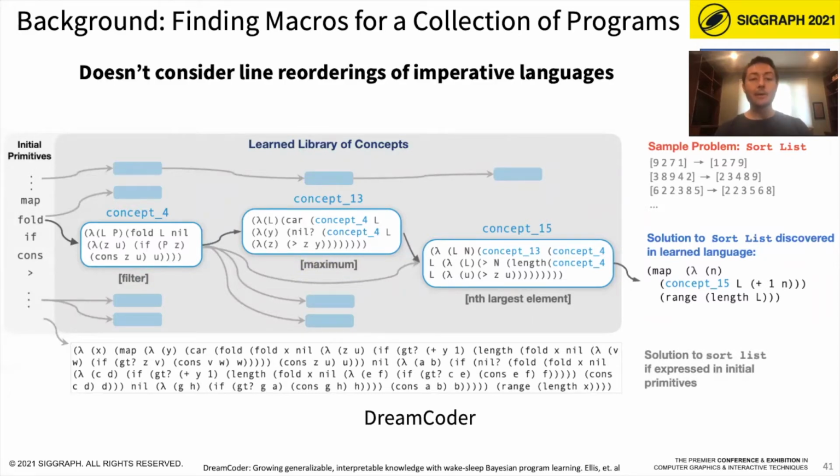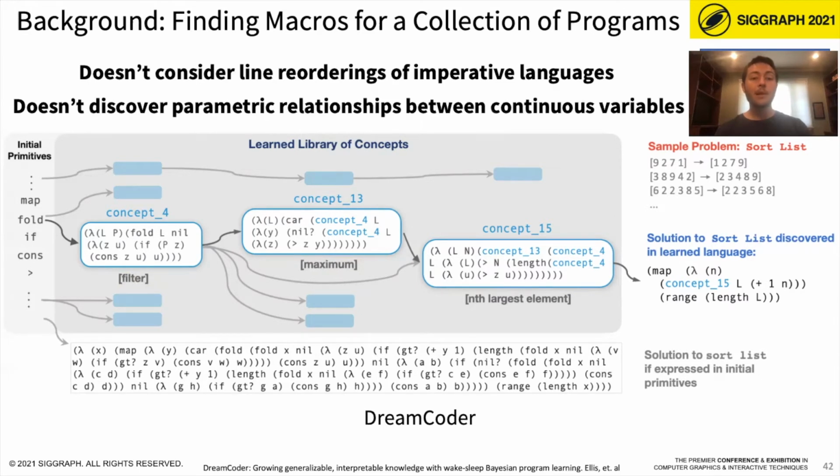However, these algorithms are designed to operate on functional programs, and as such, are not suited to imperative shape programs, where lines can only be reordered in certain ways to preserve program validity. Moreover, while they do provide support for real-valued free parameters, they are unable to discover parametric relationships between continuous variables.